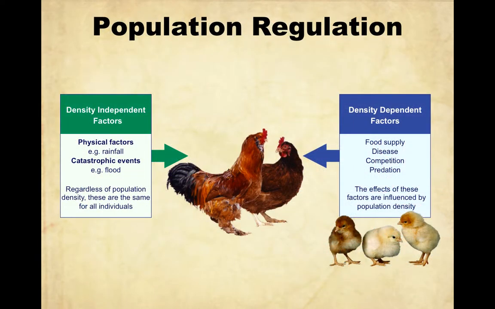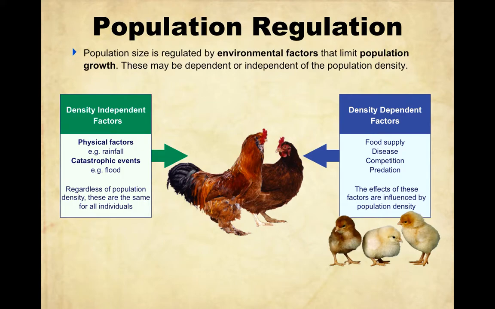So now let's talk about what keeps populations in check. This slide is incredibly important. So this is a hint, hint, wink, wink, nudge, nudge. Populations are totally dependent on two things: density independent factors and density dependent factors, okay? These factors are going to limit population growth.